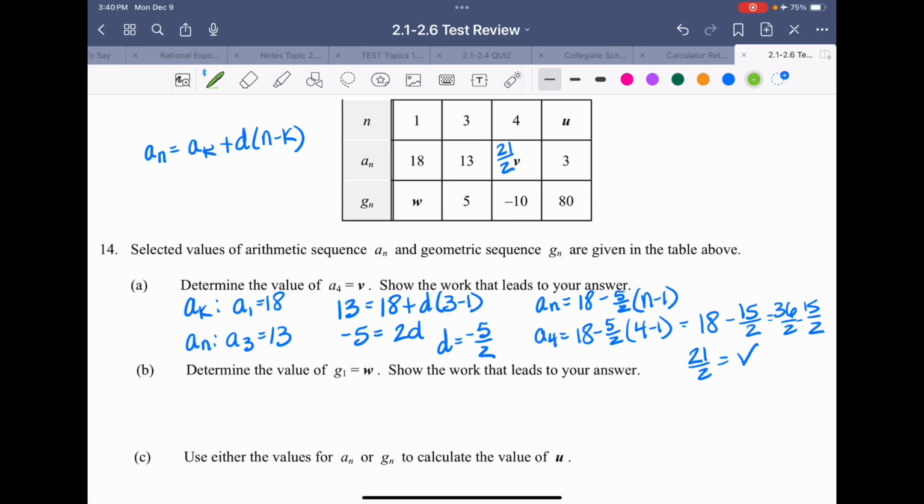All right. Now I gotta find g sub 1, my initial amount. Here's my formula for that. g sub n is equal to g sub k times r to the n minus k power.